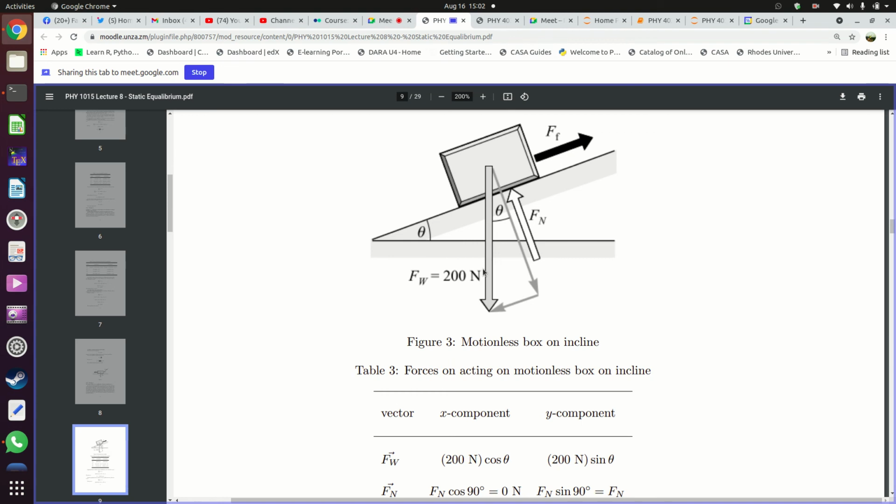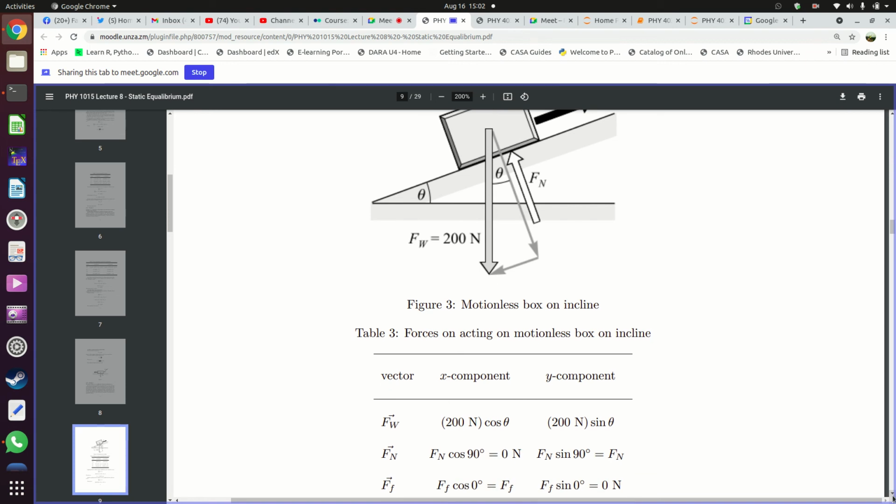For the weight, let me write things down properly here. I think I've made a mistake. This is 200 sine. It's supposed to be sine here. This bit here, the side with this angle, is 200 sine theta. Then this other side here is 200 cos theta.